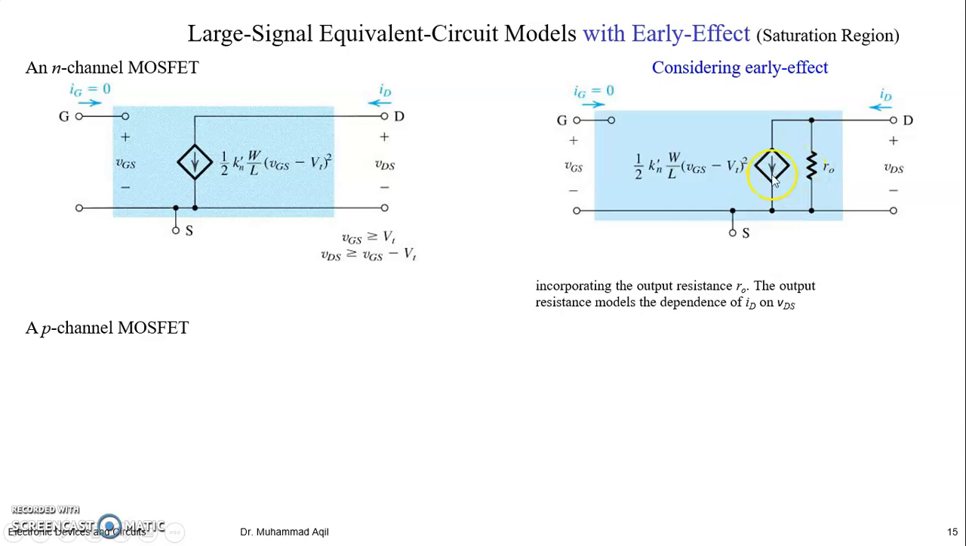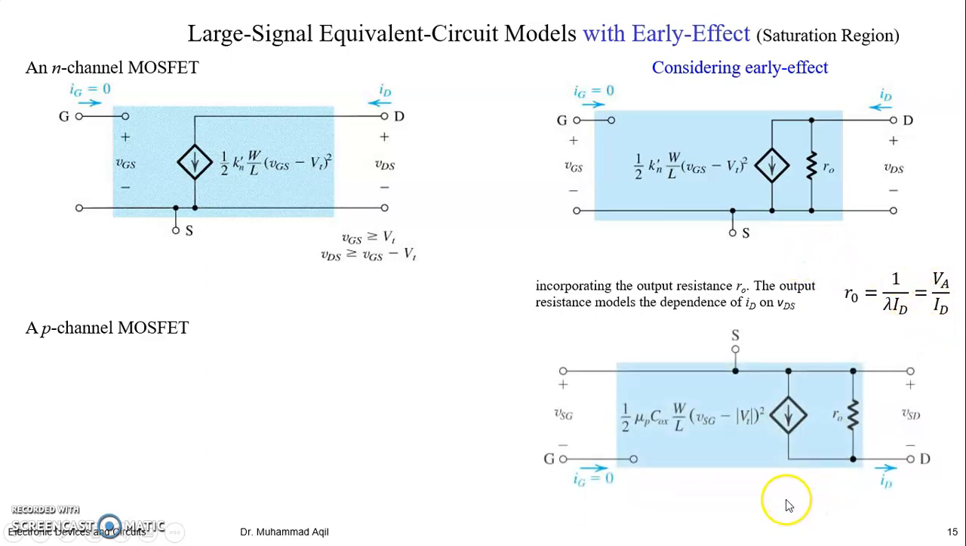It means ID is not constant for all values of VDS in the saturation region. It actually depends on that. Obviously, the VDS value should be greater than or equal to VOV to be in the saturation region. But how much greater than VOV will define a current in R0, and then you are having an overall effect of having different ID for different VDS in the saturation region. Okay, and we have developed this relation R0 is equal to 1 upon lambda ID, or VA by ID, right?